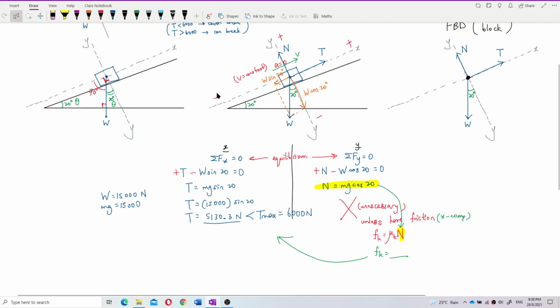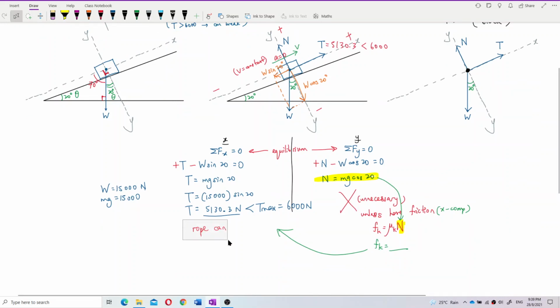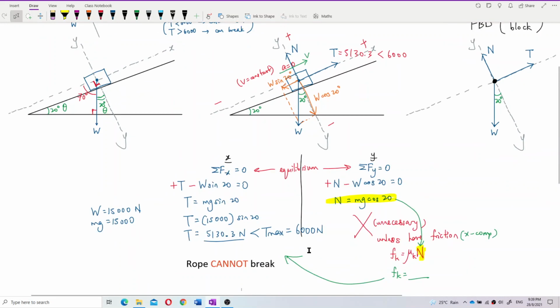So can it break or cannot break? Will this string break? The tension we got is only 5130.3, less than 6,000, less than the threshold value. So it cannot break, the rope cannot break. Maybe I should write down. Hold on a second. So we got the value less than 6,000, so we say the rope cannot break.